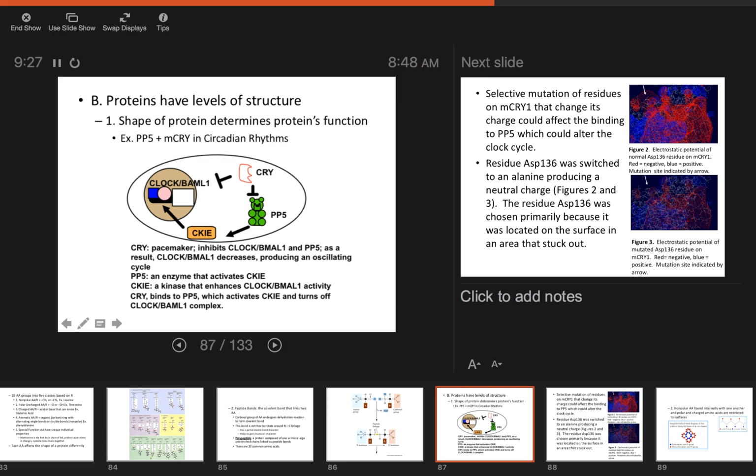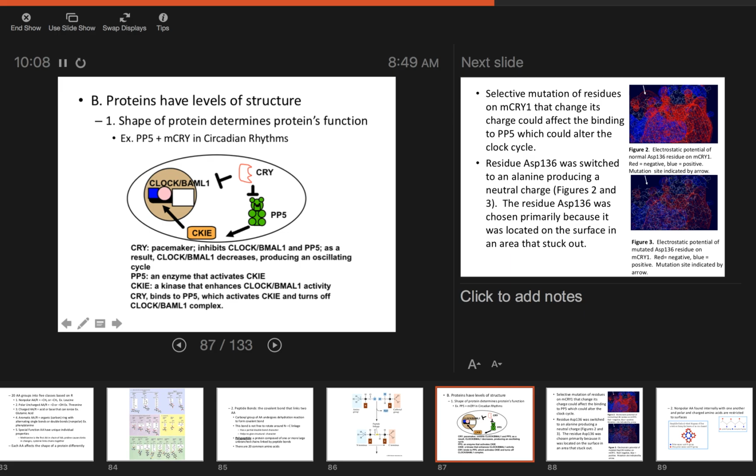Now, CRY is usually the starting molecule for your circadian rhythms. It gets activated by light, in red wavelengths and blue wavelengths. When CRY gets activated, it inhibits PP5, and it can halt the cycle or start the cycle depending on the situation. I was looking at how these two interact. So what we were trying to do was take CRY and mutate it, to stop it from binding to PP5.